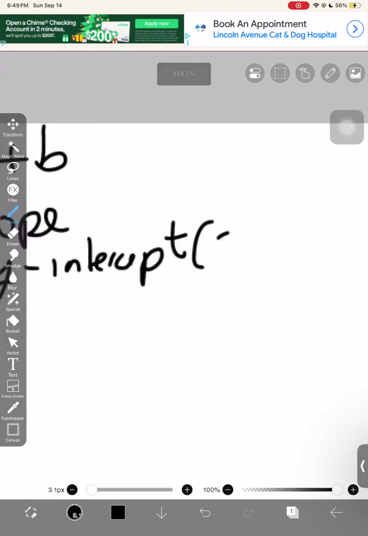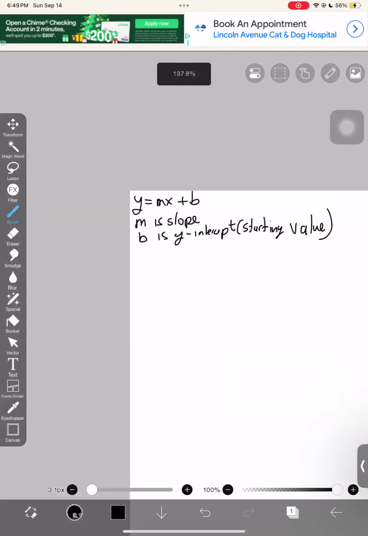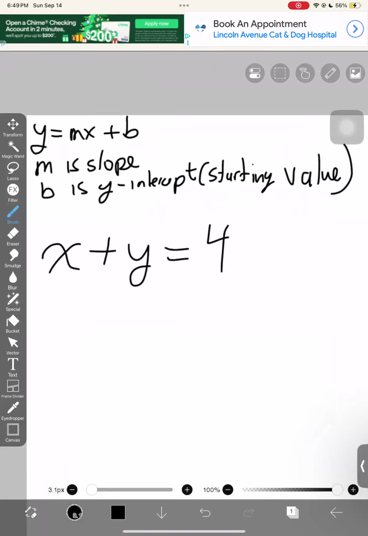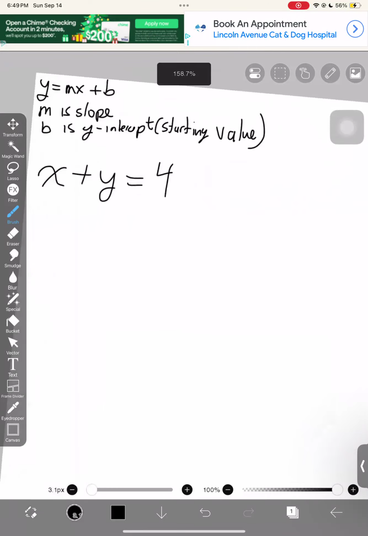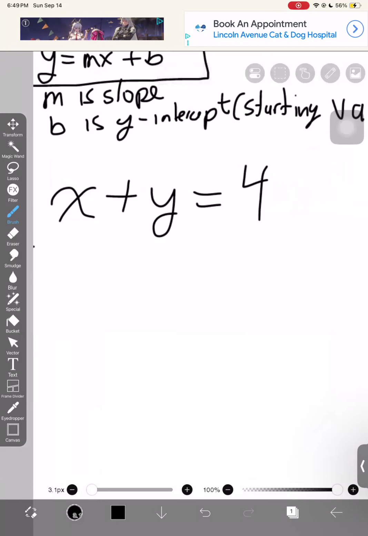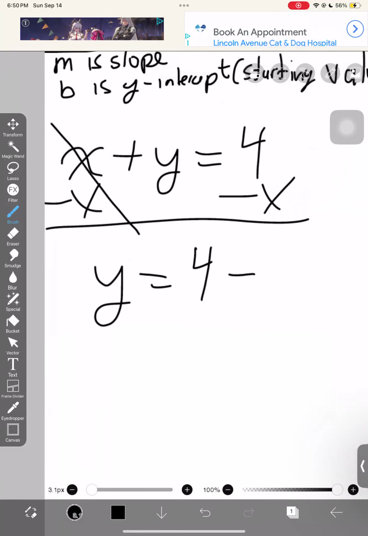Or starting value. So when given something like this, we want at the end to look something like this. And how we do that, we isolate for y. So in order to get y by itself, what's the opposite of plus x? Minus x. That cancels out, and we get y is equal to 4 minus x.